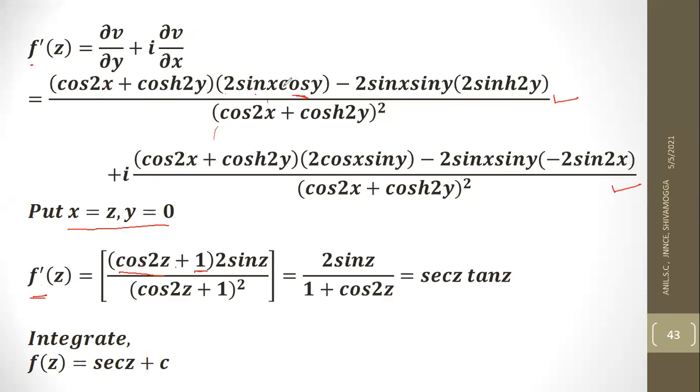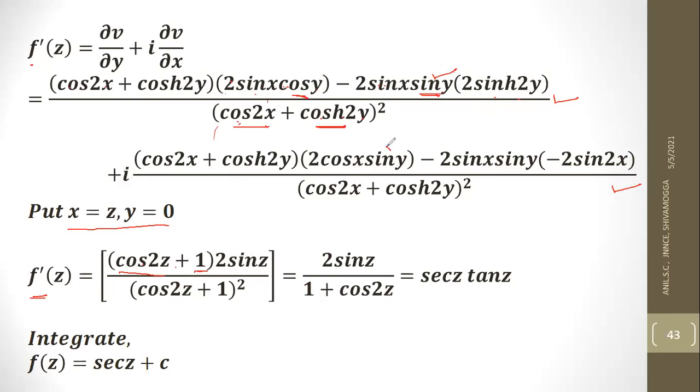As y tends to 0, this will be cos 0. Cos 0 is 1. 2 into sin z. Minus, here sin 0 is 0 and 0 into anything is 0. As y tends to 0, sin y will be sin 0. We know that sin 0 is 0. 0 into anything is 0. Divided by cos 2z plus cos hyperbolic 0, that is 1, whole square. Plus i into.